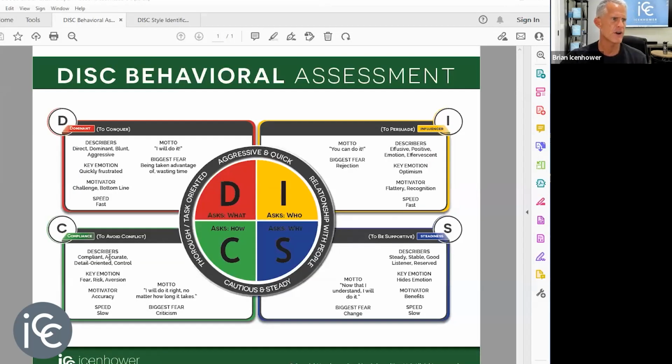Okay, moving on. Now, finally, we've got the C behavior, okay? They're very compliant. Just think of an engineer. They're very compliant and accurate. They're detail-oriented. They're control-oriented. Spreadsheets, data. They're all about accuracy. And because of that, they move very slow and precise. Because they're so data and compliance oriented, they often speak in a monotone. They don't have much voice inflection at all, right?